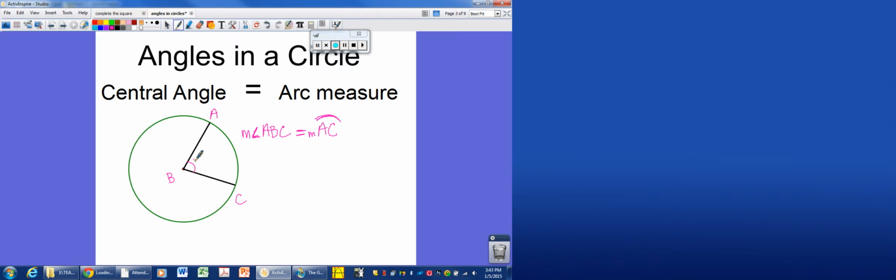So this is called a central angle. It's formed in the center of your circle. It has the same measure as the arc that it intercepts. Central angle.